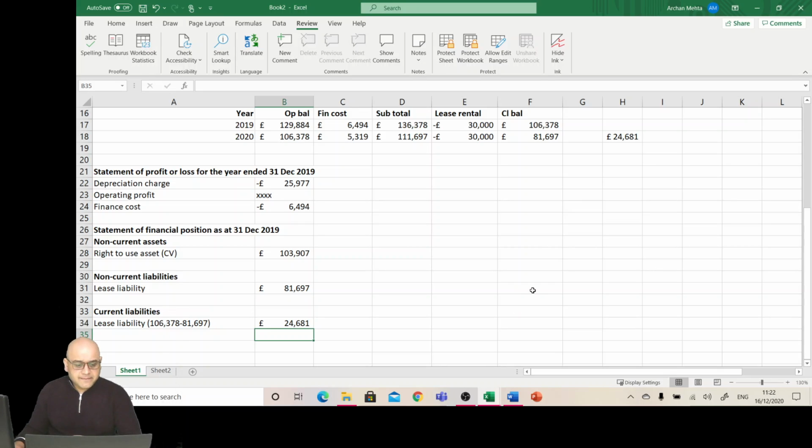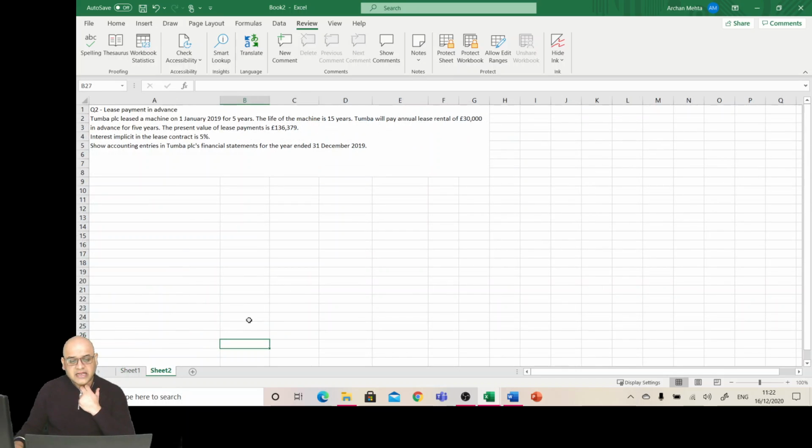Make sense? So we have prepared these extracts from the financial statements, but if you are in the exam and preparing the whole financial statements, these items will go in below financial statements, as you can see on the screen. So this was the question on lease rental in arrears, where the payments are made at the end of the year.